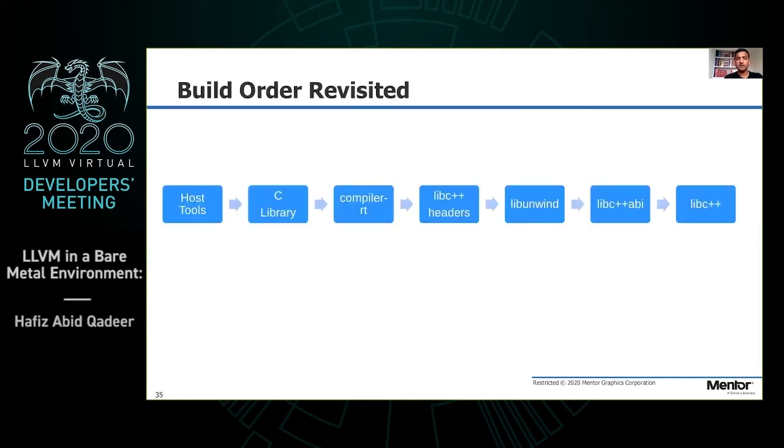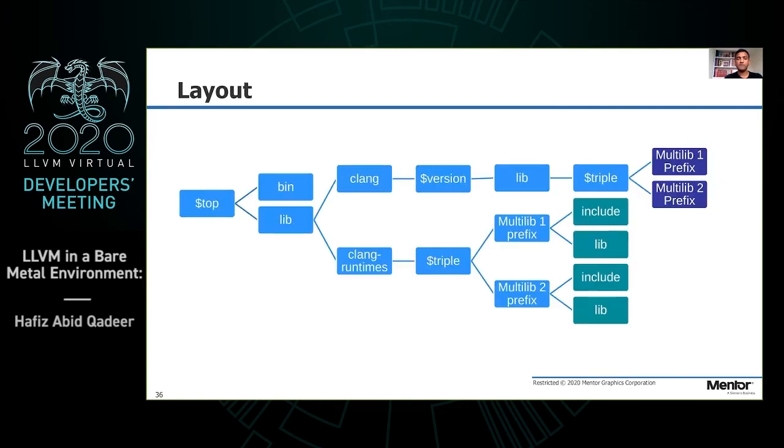Your build order will be the same, but you will just build the library for all the multilibs as I showed in the previous slide. And then we come to the layout. Before the final directory, you will have a multilib prefix directory in the path. And similarly for compiler-rt, your libraries will go in the directory which has a multilib prefix in it.